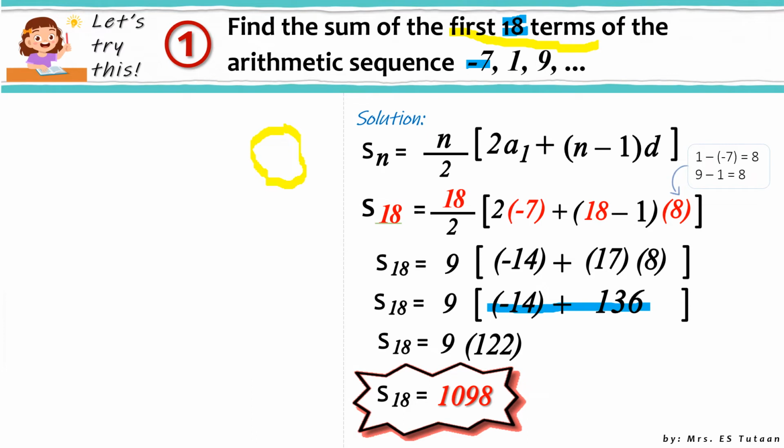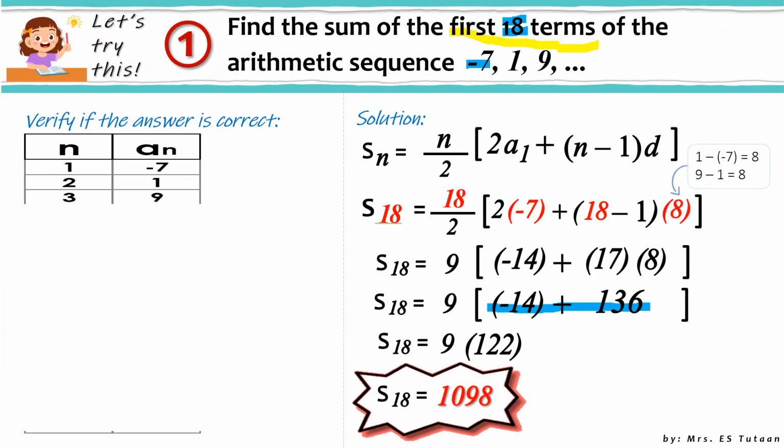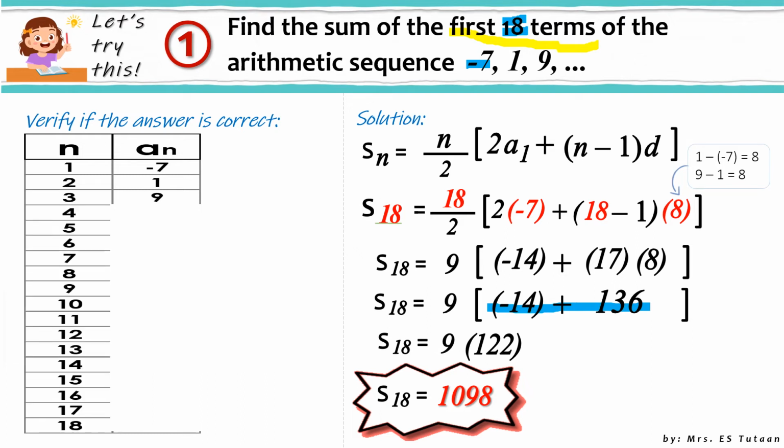So, we will verify whether the answer is correct by, kung meron pa kayong oras, you can do it manually using your calculator. So, ang gagawin natin, lista natin lahat ng terms hanggang sa 18 terms by continually adding the common difference to each term. Yan. So, hanggang 18 terms.